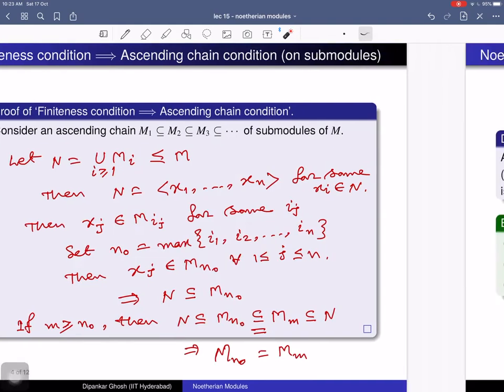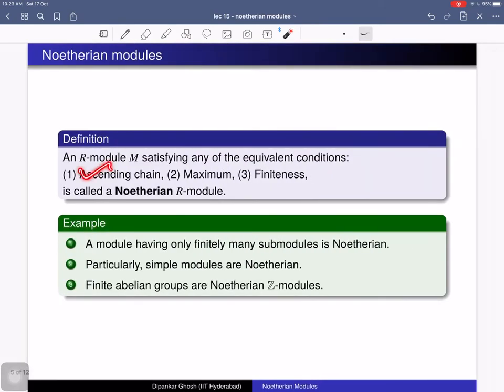Thus we have these three equivalent conditions: if M satisfies one condition, then it will satisfy all the conditions. So an R module M satisfying any of the equivalent conditions, the ascending chain condition, the maximum condition, or the finiteness condition, is called a Noetherian R module. Okay, so here are some examples. A module having only finitely many submodules is Noetherian.